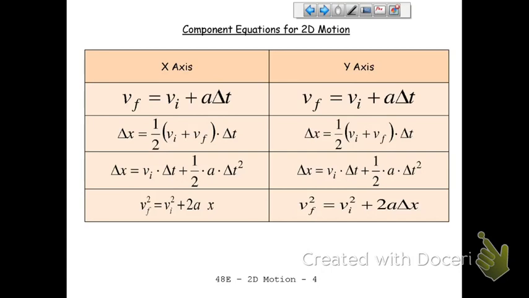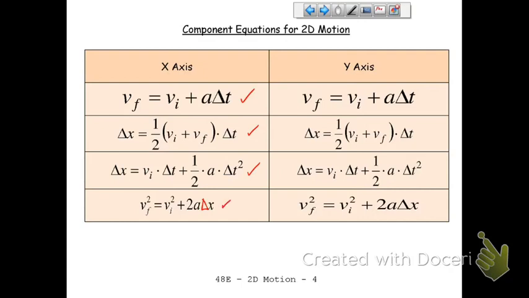Same old equations. Exactly what we learned before. Vf equals Vi plus A delta T. Delta x equals a half (Vi plus Vf) delta T. Delta x equals Vi delta T plus a half A delta T squared. And Vf squared equals Vi squared plus 2A delta x. Actually, that should be delta x there.